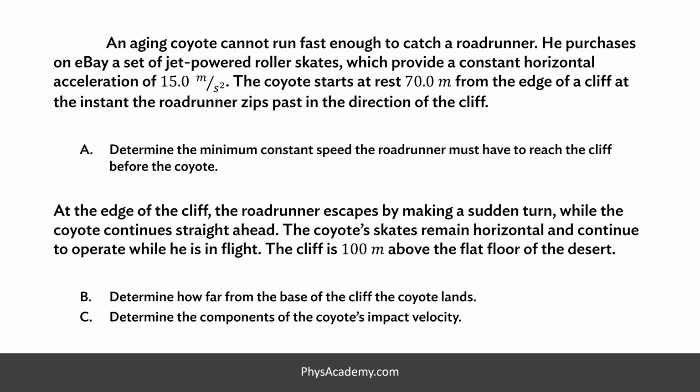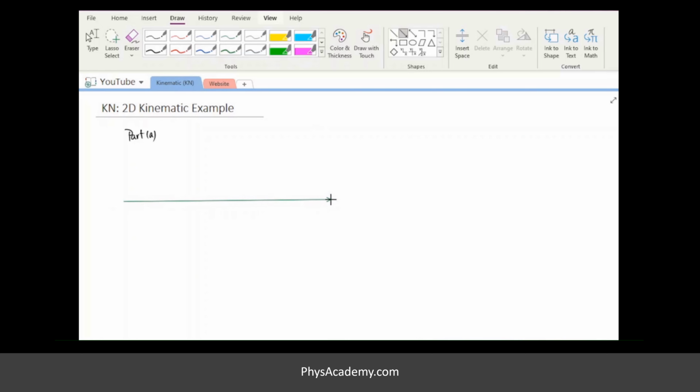Okay, now for part A, determine the minimum constant speed that object 2 must have to reach the cliff before object 1. Okay, I'm going to think out loud while working on this problem so you can hear my thinking process. First, I start with sketching a 1D coordinate system. It helps to keep track of variables and their corresponding sign, and it gives us a pretty good idea about what is happening. Here I refer to the coyote as object 1 in black and the roadrunner as object 2.